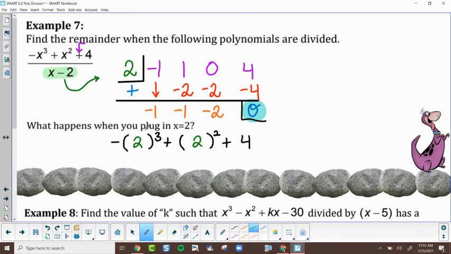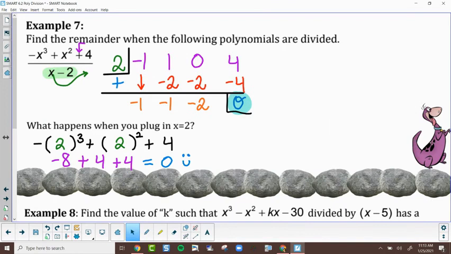All right, I need to cube the 2 first, which is 8. That will give me negative 8. Watch out for PEMDAS, your rules and order of operations. Plus 2 squared is 4, plus 4 again. Is it me? Look at that. I got the same answer.